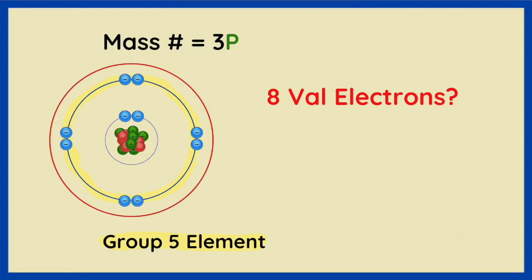But hold on a second. Our atom clearly has 8 valence electrons, not 5. So what gives? And how can we use this discrepancy to find more information about this element?